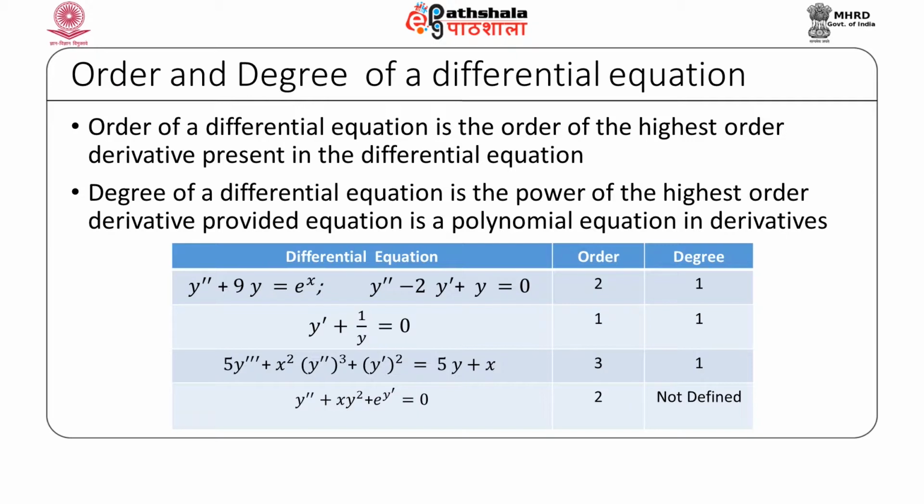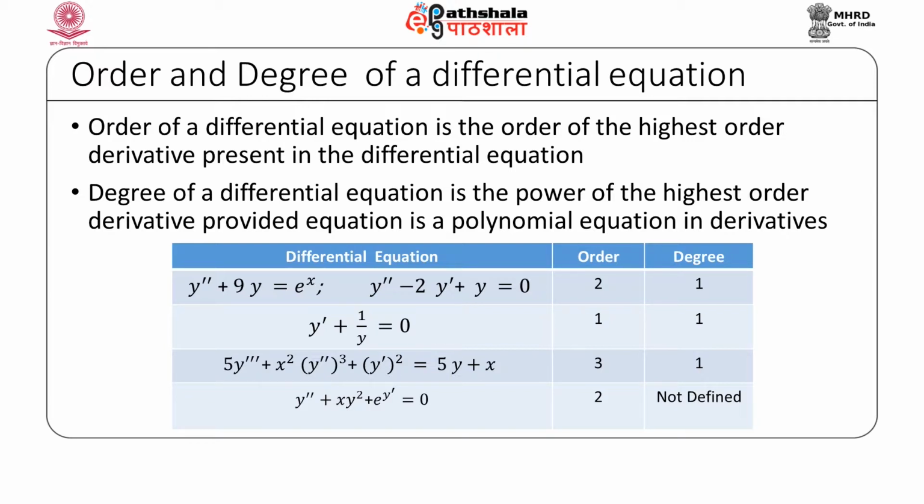First example is y double dash plus 9y is e raised to x, and in the same row I have taken the second example y double dash minus 2y dash plus y equal to 0. Both these differential equations have the highest order derivative as second order, y double dash. So, the order of these two differential equations is 2. Look at the second row, y dash is the highest order derivative, which is first. So, the order of the differential equation is 1.